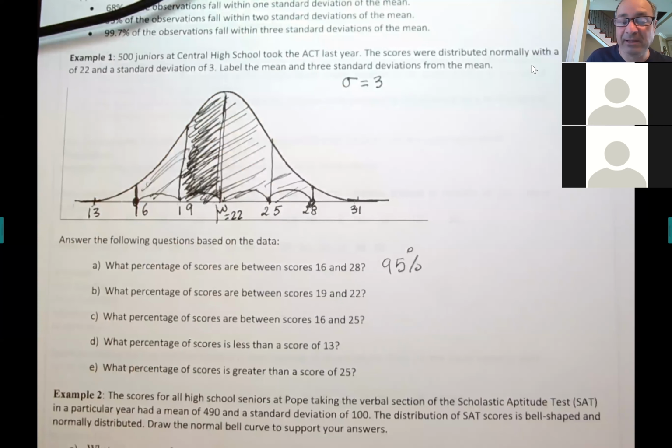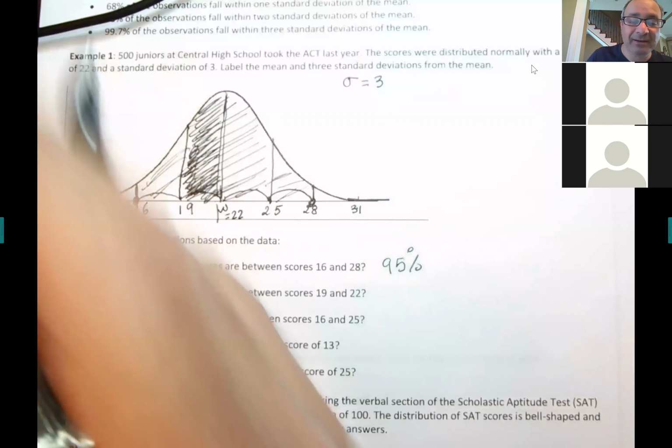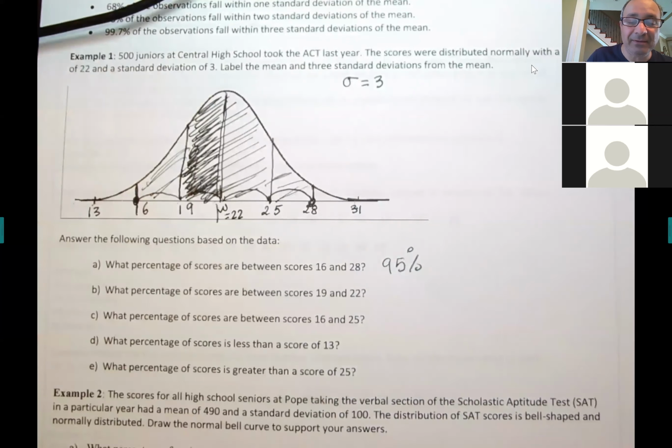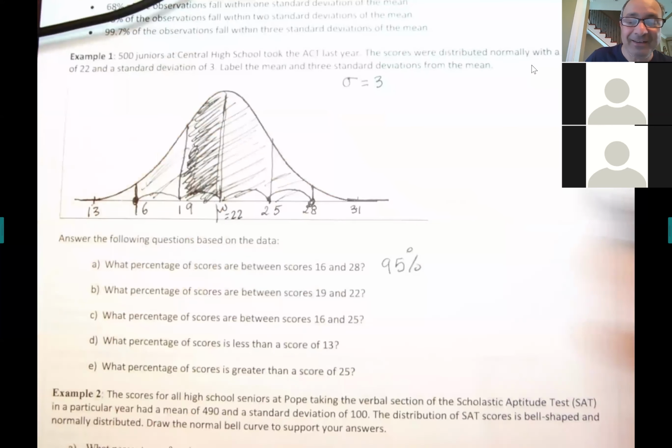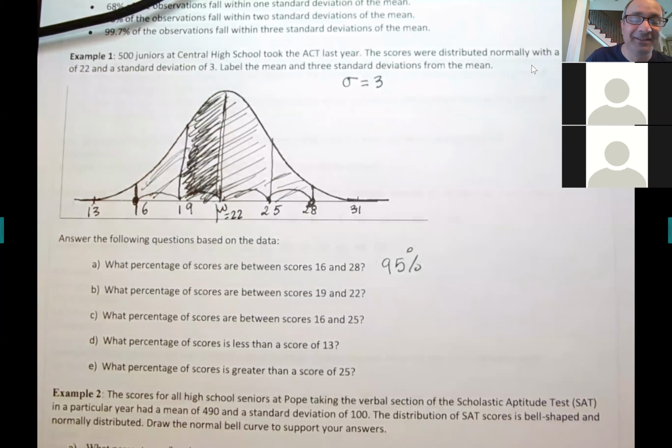It can't be 68%, guys. That will be too much because we didn't cover this part right here. Why can't it be 68 if it falls within 1? Oh, because it has to be to the right and to the left. I only have it to the left. Is it 34? 34, it's half of 68, exactly.